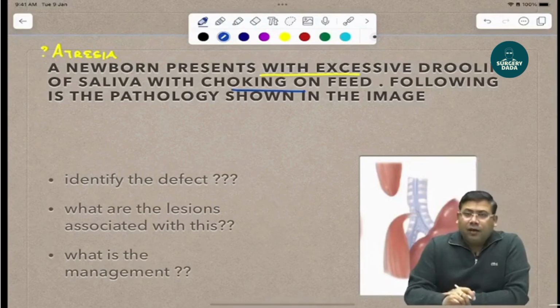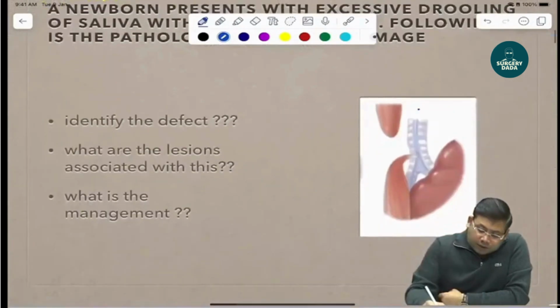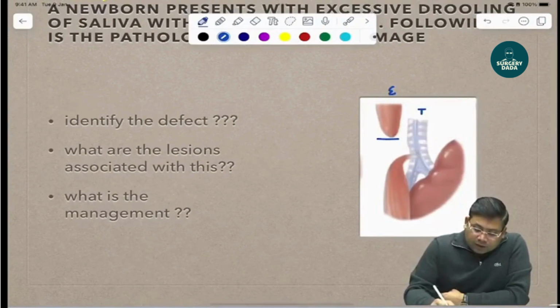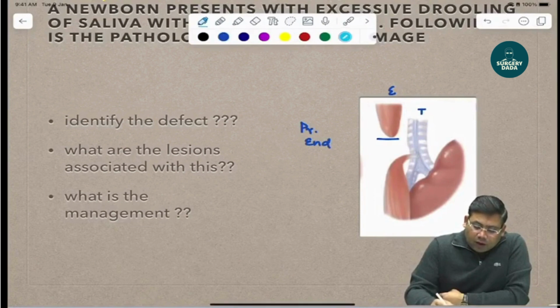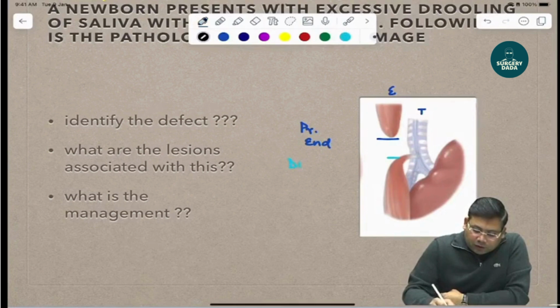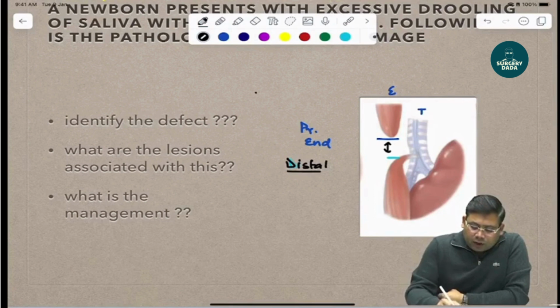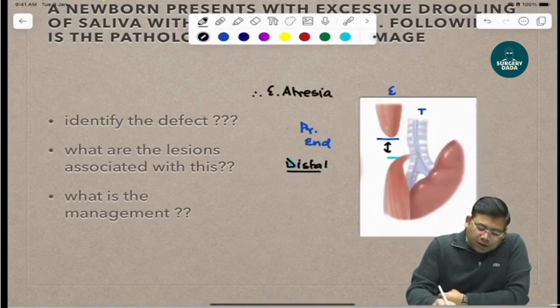And now you have the image. If you see the image, this is the trachea, this is the esophagus, yes. If you see, this is the proximal end of the esophagus, yes or no? And then what is this, students? This is the distal end of the esophagus. So we have the proximal end, we have the distal end, and there is a gap between them. So one thing is confirmed, that this is esophageal atresia.